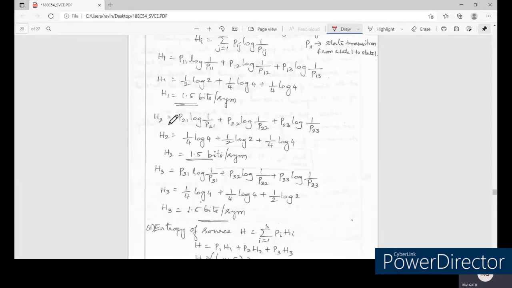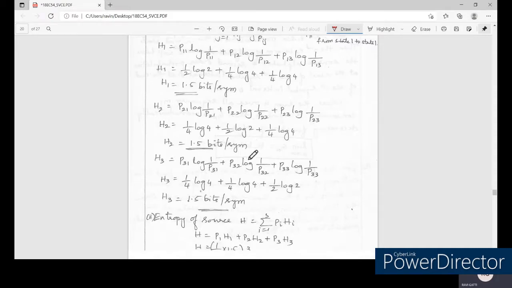Therefore, the entropy of the second state is P21 log 1 by P21 plus P22 log 1 by P22 plus P23 log 1 by P23. If I substitute these probability values, we get 1/4 log 4 plus 1/2 log 2 plus 1/4 log 4. Ultimately, the entropy of the second state is calculated as 1.5 bits per symbol.